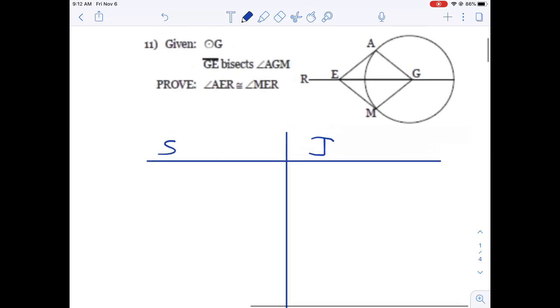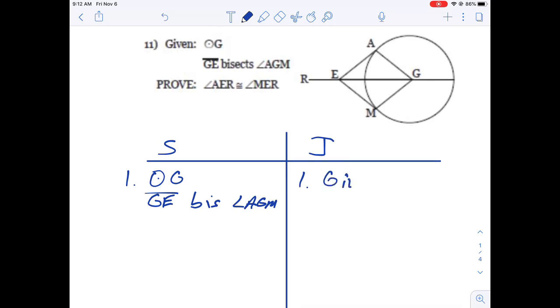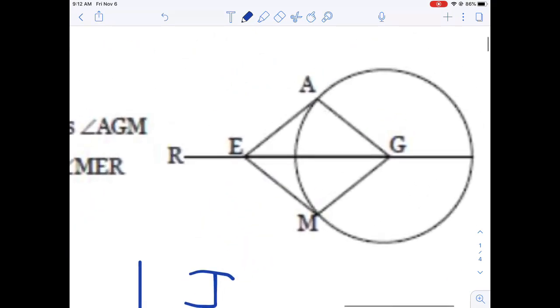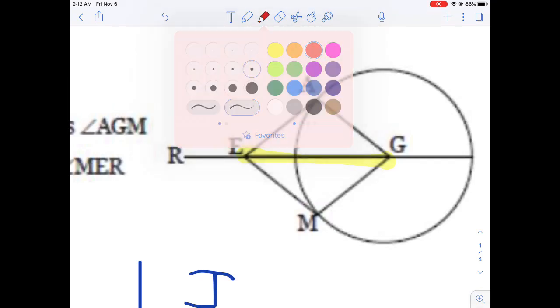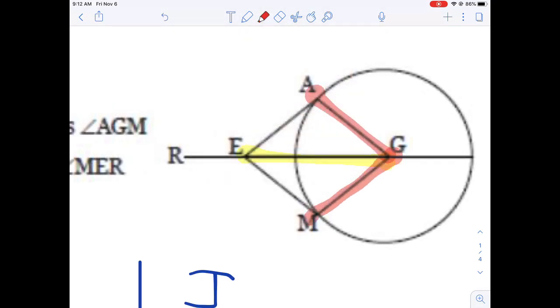I'll write in the givens. Of course, you don't have to do that if you want to just use an arrow. So we're given that G is the center of a circle, and we're also given that GE bisects something, and in this case it bisects an angle. So that's an angle bisector, which creates 2 congruent angles. So I'm going to go in and mark those angles. GE bisects AGM. So GE cuts in half this red angle. So that means that angles 1 and 2 will be congruent.